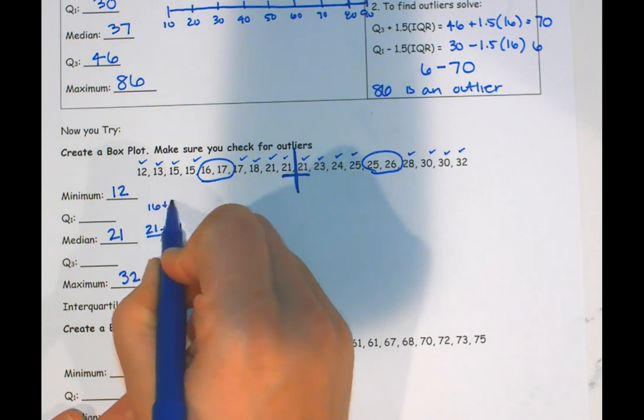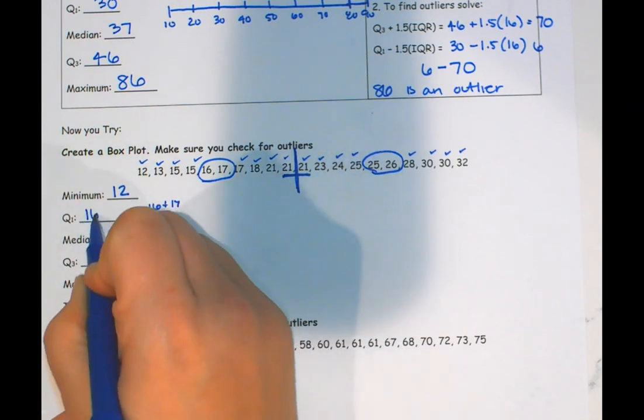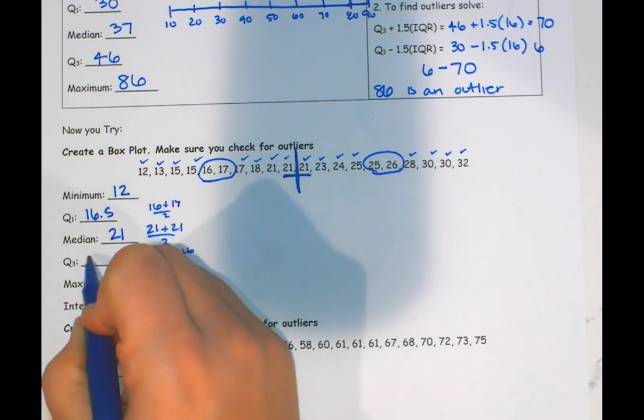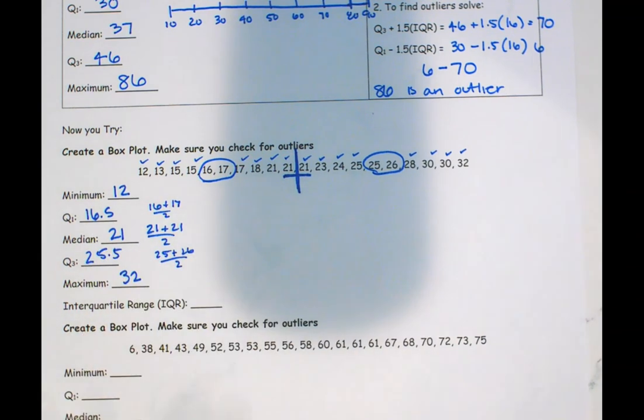So 16 plus 17 divided by 2, 16.5. 25 plus 26 divided by 2, 25.5. Good. So then we can make our picture.